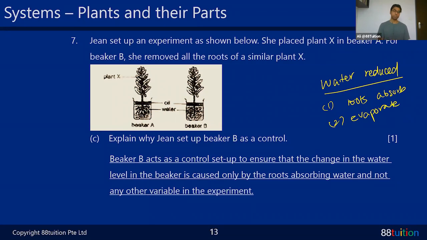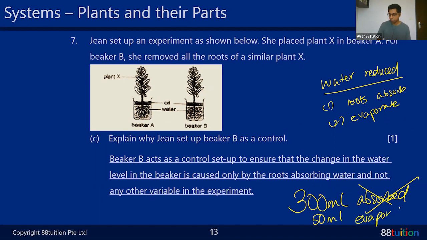Remember earlier, in one of the multiple choice questions, there was a level where the roots actually absorb 250 only. The other 50 was actually evaporated. So you cannot conclude that 300 ml of water was absorbed by the roots. This is wrong because 50 ml was actually evaporated. Remember? So this is a correct science student's observation. A wrong science student's observation will be 300 ml of water was absorbed by the roots. So you see, you need control setups in order to get these numbers and actually be correct.